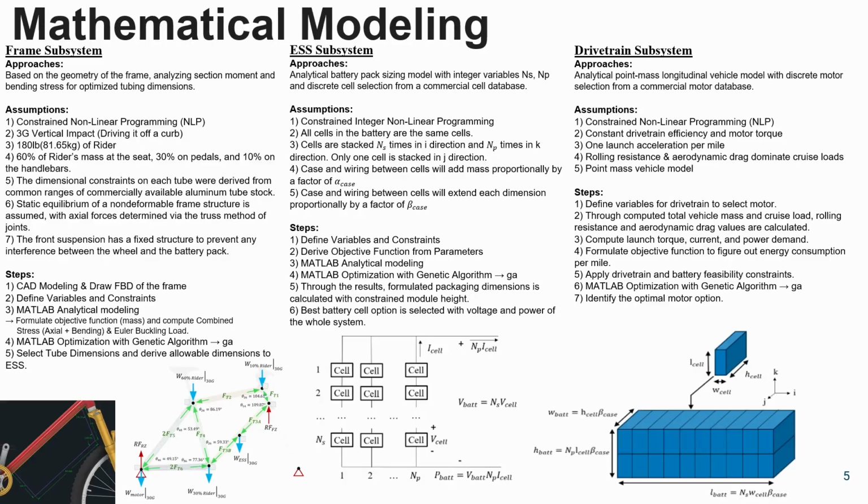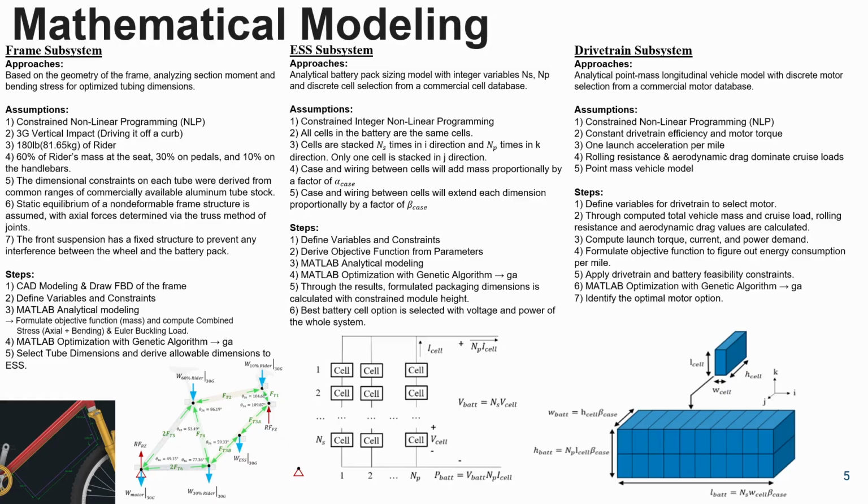For the mathematical modeling, these are the assumptions and steps for each subsystem. For the frame, the main design variables were tube diameters and thicknesses, so we used an analytical model to evaluate combined axial and bending stresses under a 3G vertical impact with rider's mass. This optimization dictates the maximum allowable dimensions for the battery pack.